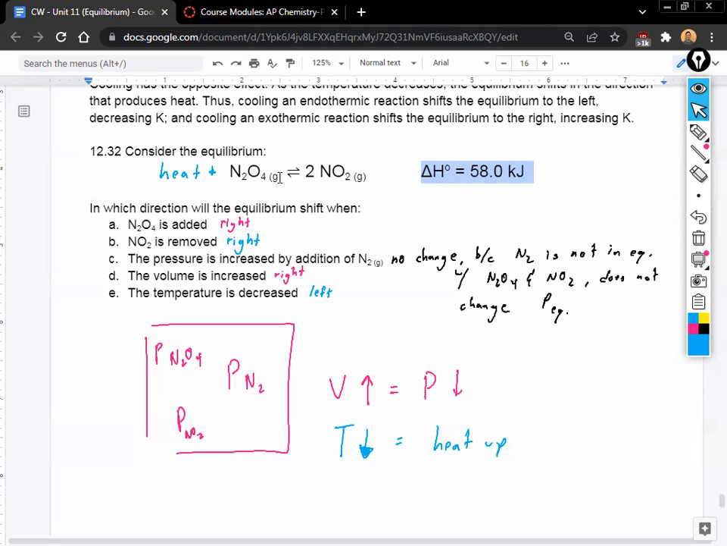Then we talked about which side has more internal energy, the left side or the right side. The left side has more internal energy because that's the side where heat is. And so it's going to shift towards the left. It's because of the internal energy.